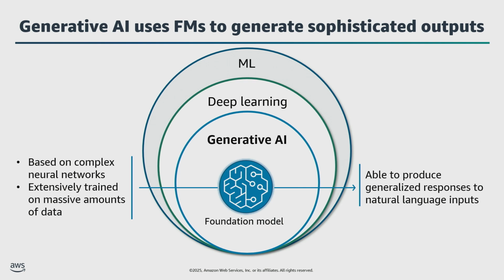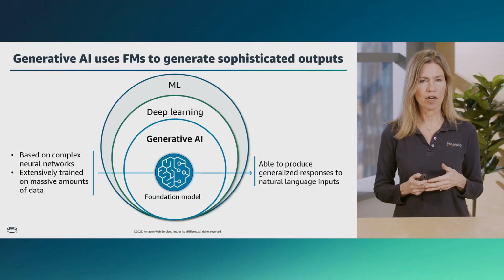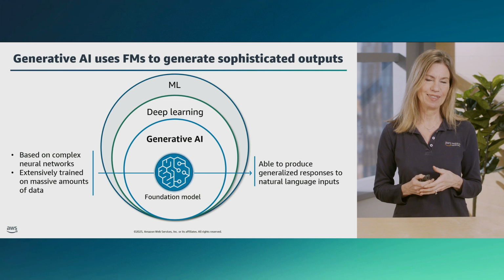This video introduces the role of foundation models, or FMs, in generative AI. Remember that deep learning is a type of machine learning, or ML, that uses complex neural networks. FMs are deep learning models that have been trained extensively on massive amounts of data. One thing that distinguishes FMs from other deep learning models is the degree to which they can produce generalized responses. This makes them very powerful across a broad array of applications.